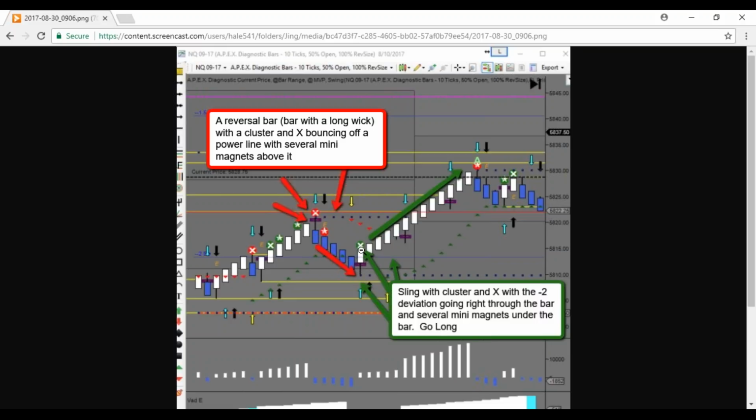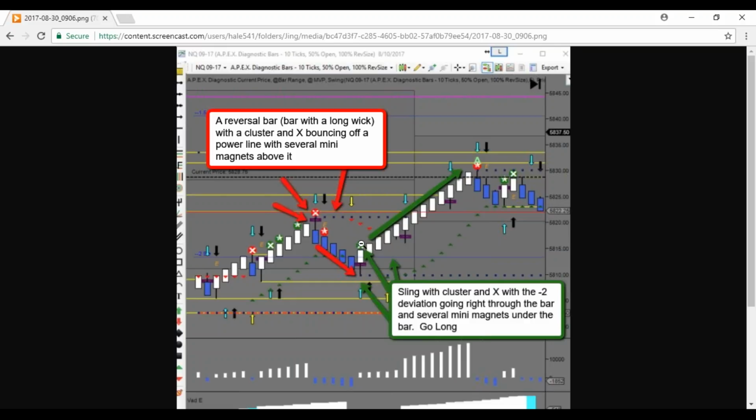The bar closes up. It's a reversal bar. What does it have on it right here? Cluster. What does it also have? X. That bar closes. I enter 1 to 3 ticks and take it up. Do you guys see that? Power X. Does that make sense? Is that simple enough? Power X.